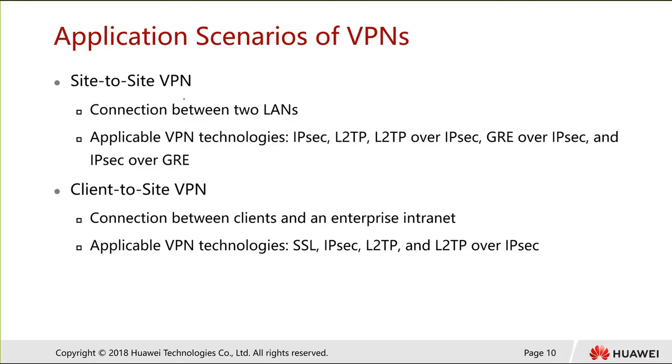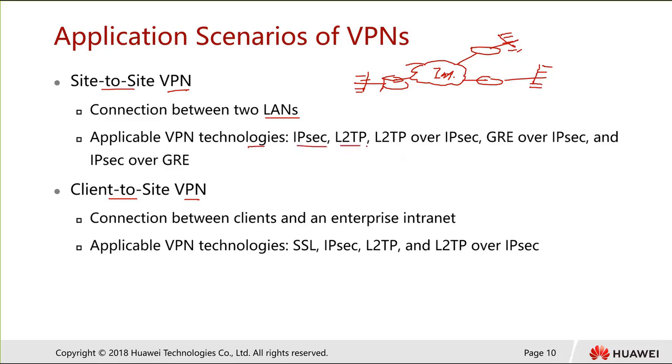All right, so let's look at the different scenario types. When we talk about VPN scenarios, we have the site-to-site VPN scenario. We also have the client-to-site VPN. Site-to-site VPN is the technology designed to connect two or more branches, for example, over the internet, and we could have a third branch too. This is mainly to connect between two LANs. Applicable technologies are IPsec, L2TP, L2TP over IPsec, GRE over IPsec, and IPsec over GRE.